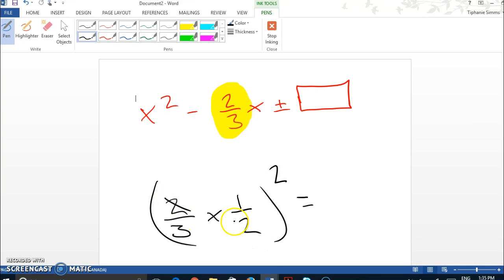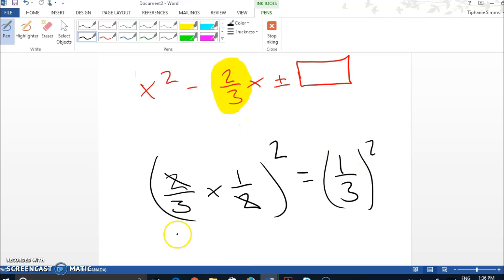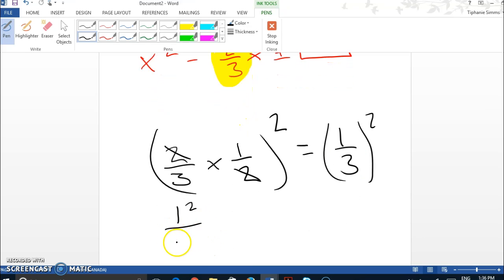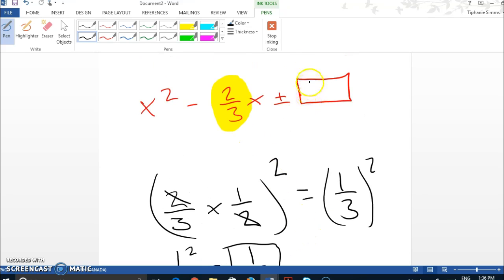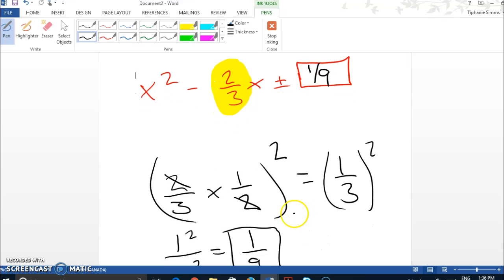Okay, so 2 divided by 2 is gone. I'm left with 1/3 squared. And when we square a fraction, we square the numerator. That's going to equal 1 squared. And we square the denominator. So 1 squared is 1, and 3 squared is 9. So that is what we're going to add to this thing. So if we added 1/9 to this, we will get a perfect square trinomial.